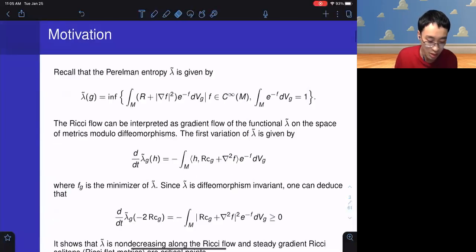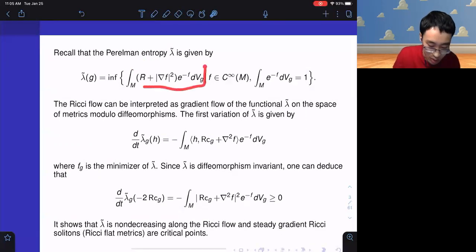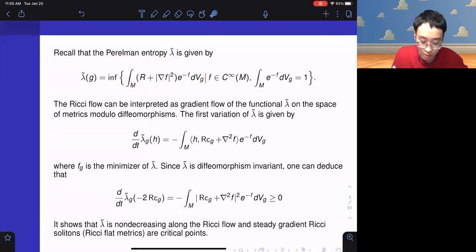Okay, so let me start with my motivation. Our motivation comes from the Ricci flow. As we know, the Perelman entropy lambda tilde. Here I denote it lambda tilde in order to distinguish it from what I did for the beta case. So lambda tilde of g is the infimum of the functional integral of R plus gradient f squared, times exponential of minus f dVg, and you require that the integral of exponential of minus f dVg is always 1. Yes, it's somehow like a normalization.